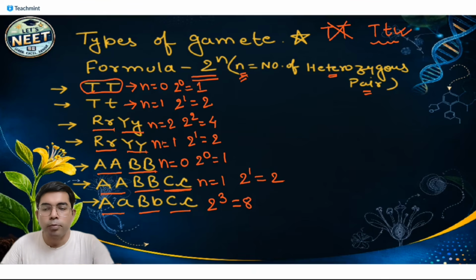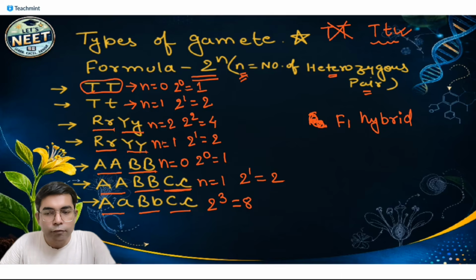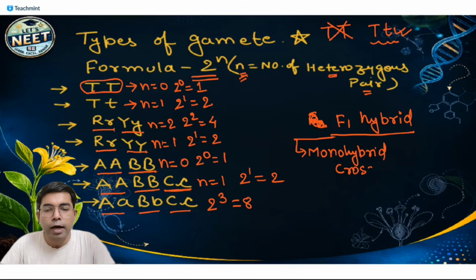One of a very popular question is asked regarding F1, not F2, F1, right? So let's say any genotype of F2 can also be asked, but let's say I ask you F1 hybrid. Now you know that F1 hybrid is always heterozygous. Now F1 hybrid, if I say in monohybrid cross, it makes how many gametes? How many types of gamete?